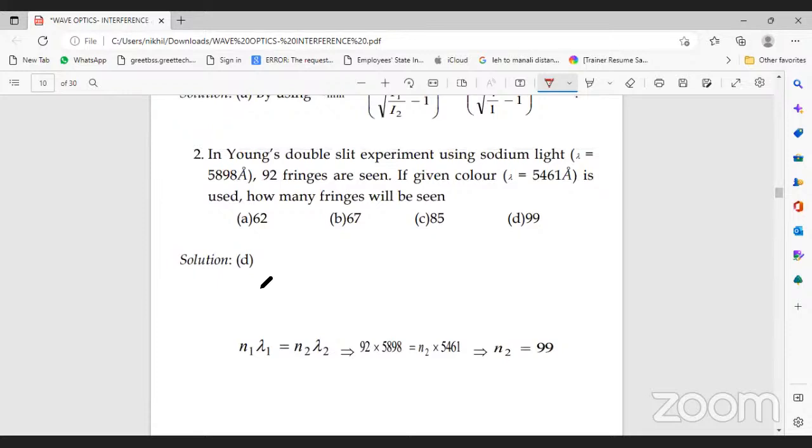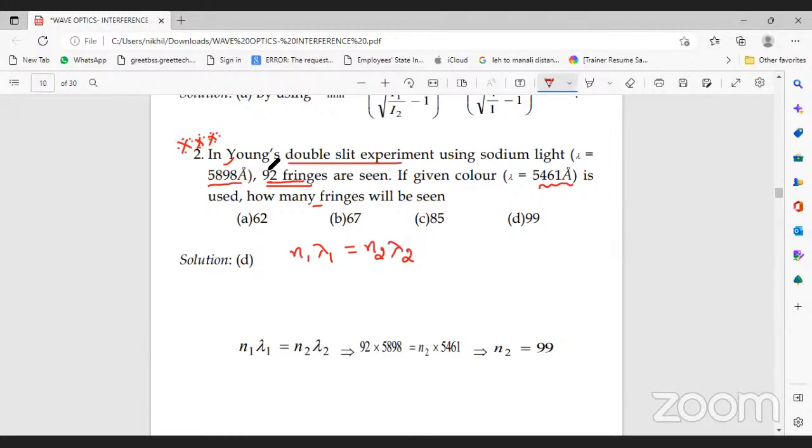Come to the second problem. Very important. So many times they have repeated this question in competitive exams. In Young's double slit experiment, they are using a first wavelength of 5898 angstrom. He had seen 92 fringes. Suppose this wavelength is shifted to 5461, then how many fringes are going to be obtained? Now you know the formula to find the number of fringes, I have given it in the synopsis. N1 lambda 1 should be equal to what? N2 lambda 2.